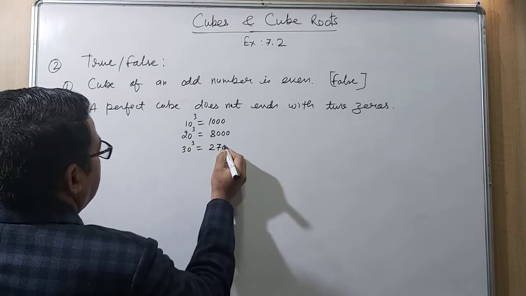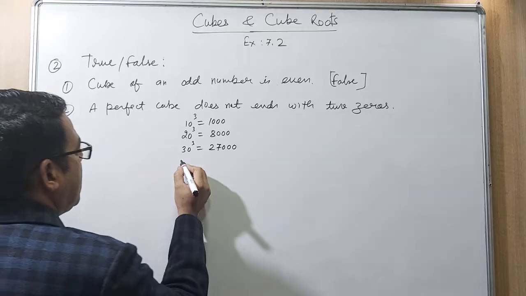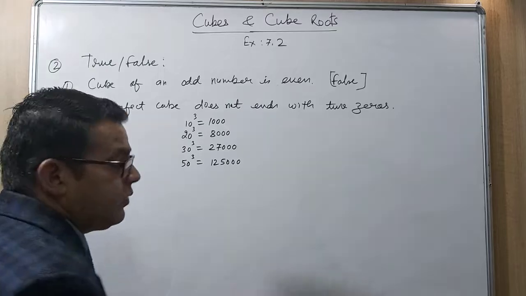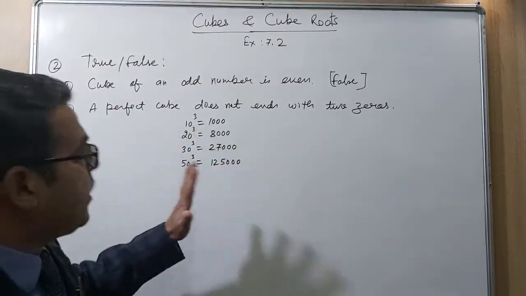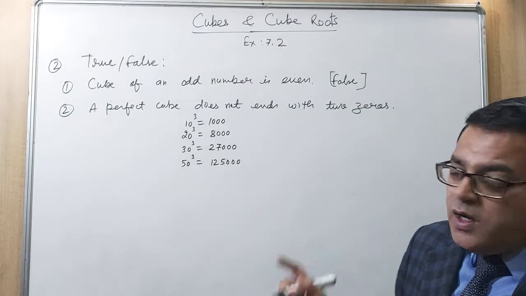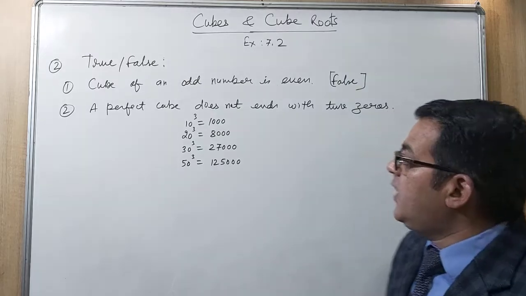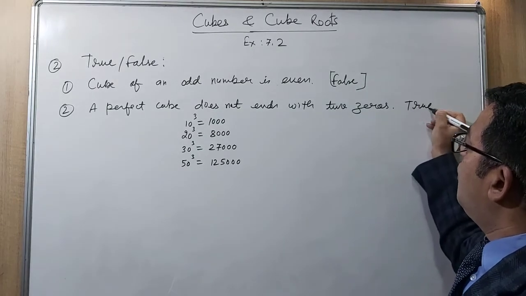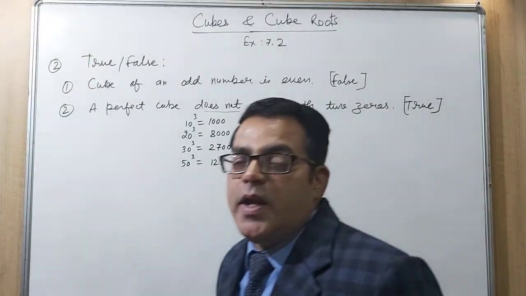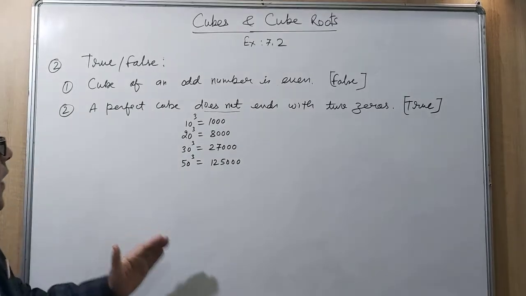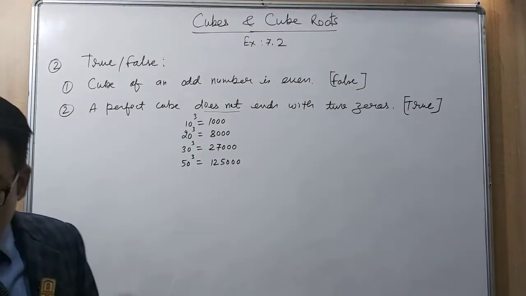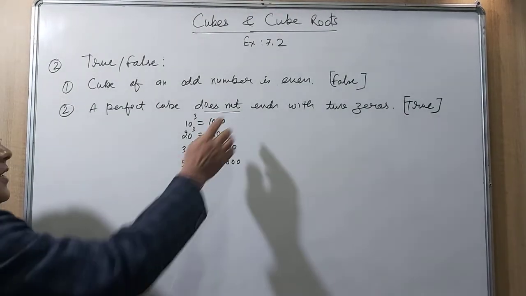27,000. We can also take 50 here. Any number you can take here, and we have 1 to 5 followed by 3 zeros. So you can see none of the cubes ends with 2 zeros. They all end with 3 zeros. That's why it is true. Why is it true? Because "does not" is written there. It means this statement is true. A perfect cube does not end with 2 zeros. Hope you understand. This is a true statement.